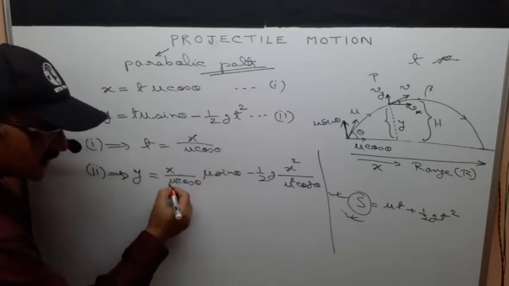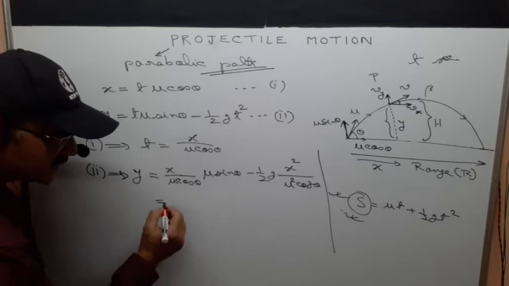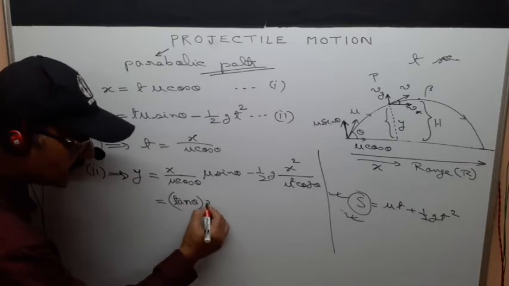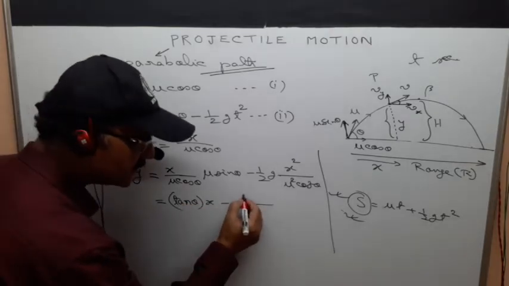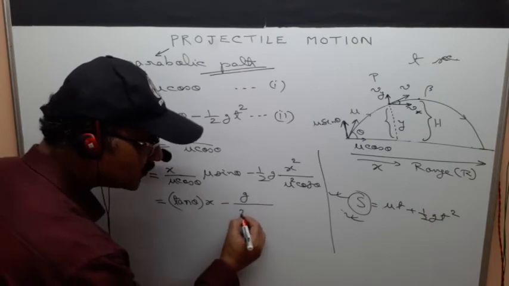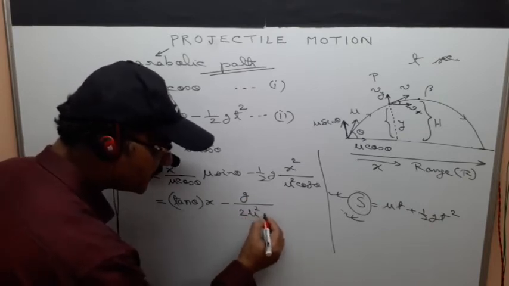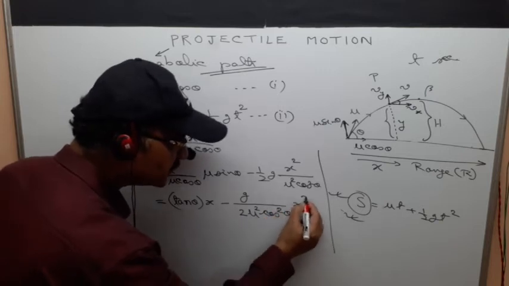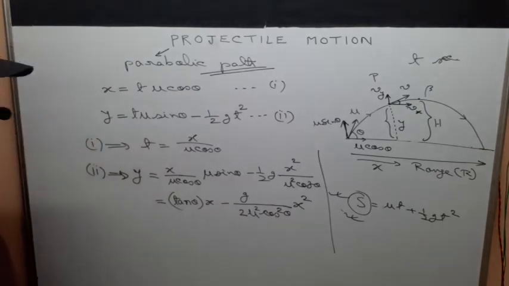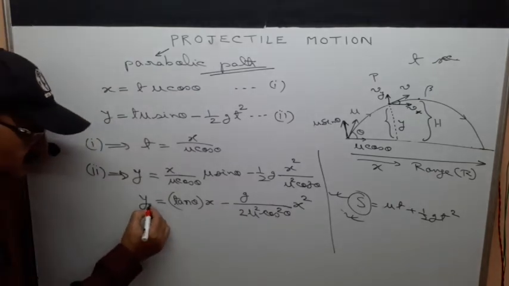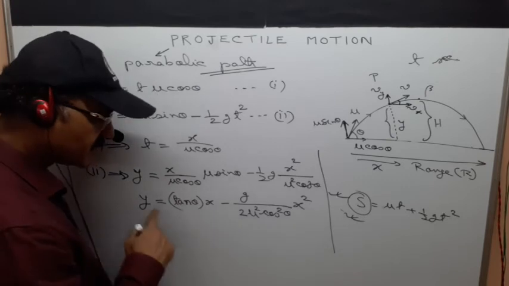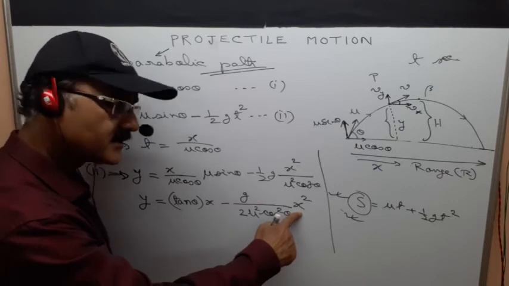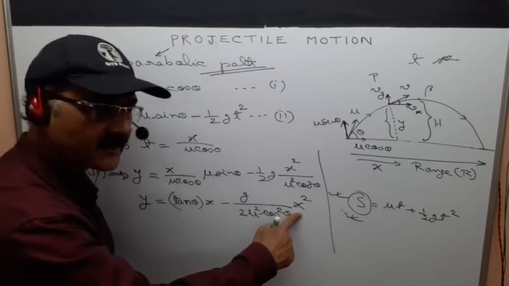This u will cancel out. Sin theta by cos theta will become tan theta. So this will be tan theta into x minus g over 2 u square cos square theta into x square. Intentionally I am writing it like this. I have written the x here, I have written x square here.